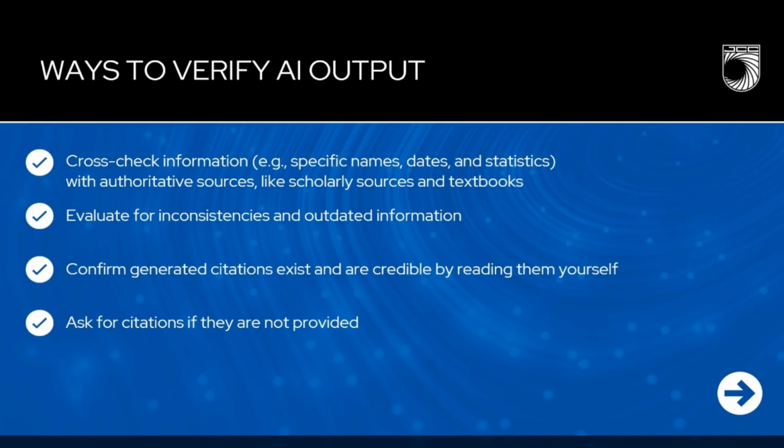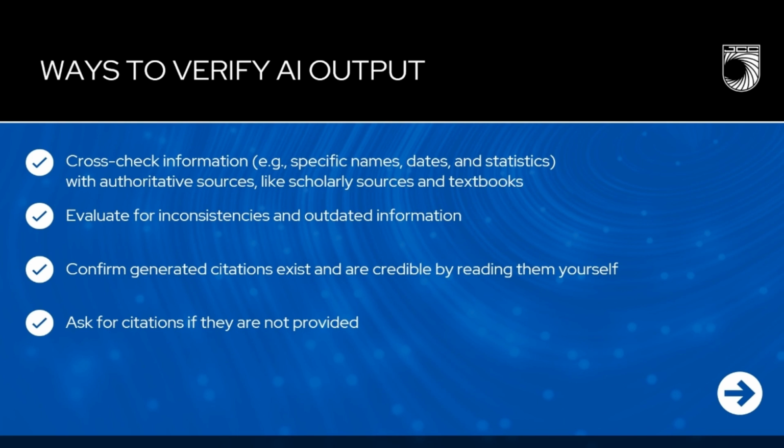As we mentioned, you must verify all AI output for accuracy. Here are a couple of ways to do that. First, cross-check the information, like specific names and dates, with authoritative sources like scholarly sources or your textbook. AI will sometimes provide information that is inconsistent within the same response, or pull from sources that are outdated. Make sure that the response is up to date and consistent.